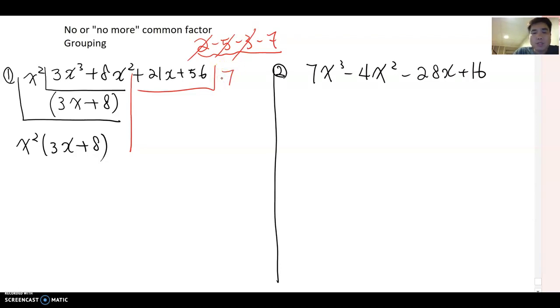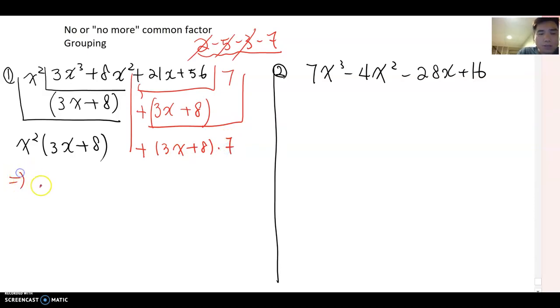So 21x divided by 7 becomes 3x. Following the same sign here, so it becomes 3x. And then 56 divided by 7 becomes, yes, 8. Now, since 3x and 8 have no more common factor, you cover them, make a multiply symbol, then this becomes plus 3x plus 8 times 7, which means you can rewrite this as x squared times 3x plus 8 plus 7 times 3x plus 8.